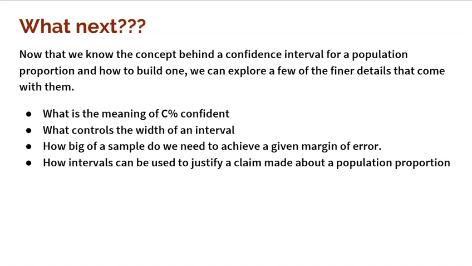So the four things that we're actually going to focus on in this video are: first, what is the meaning of C% confident? I kind of touched on it in the previous topic, but I really want to dive a little bit more into it. We're going to talk about what controls the width of an interval. Then we're going to go into how big of a sample we need to achieve a given margin of error. We'll talk a lot more about that when we get to that point. And then how intervals can be used to justify a claim about a population proportion. So the actual name of this topic is really just the final thing you see here, but we're going to talk about a couple other things before we get to that.